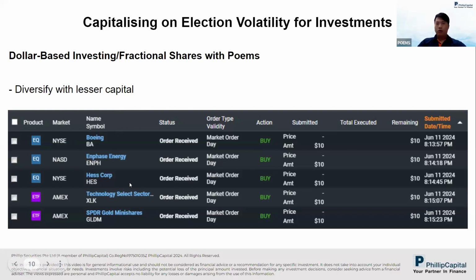In traditional investing, usually the stock price will determine how much we can invest. But with fractional shares, you no longer need to be controlled by the stock price. Instead, you control how much you wish to buy based on how much capital you have. So that's the second good thing about fractional shares, dollar-based investing.